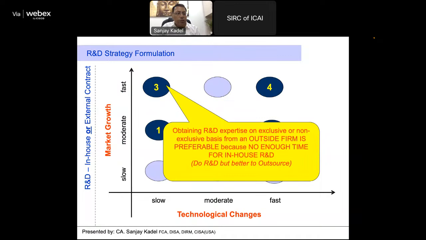What is the meaning of this? Exclusive basis means you are telling an outside entity which does R&D that you do the R&D and give it only to me. That is exclusive basis. If I say you do the R&D and you may share that result with any other company which is approaching you also, then I am getting R&D on a non-exclusive basis. Now you have to decide, based on your budgets and the criticality of the project, whether you want exclusive R&D from the outside firm or a non-exclusive R&D to be done by the outside firm.